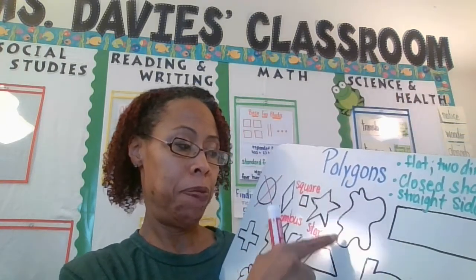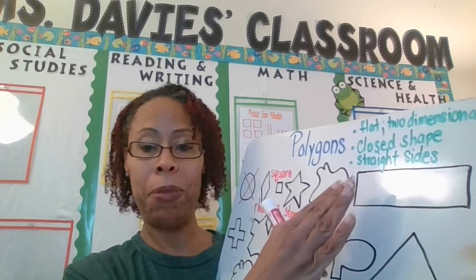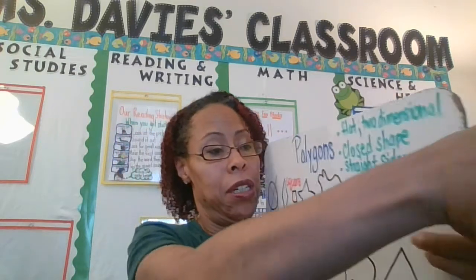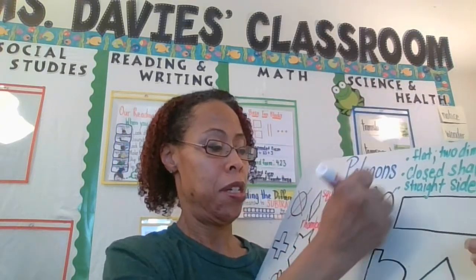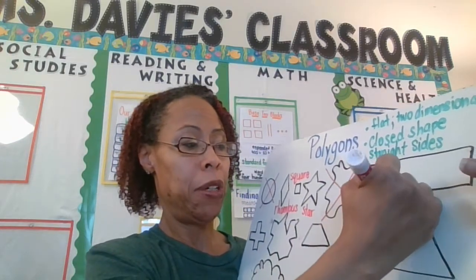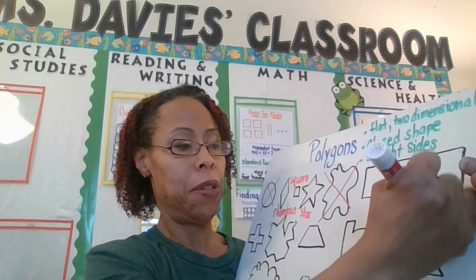This right here, it's curved, so whether or not it meets the other criteria, it doesn't matter. It's not a polygon. All right, this one is a polygon. Right now, we're going to call it a rectangle, but again, it has other names as well.